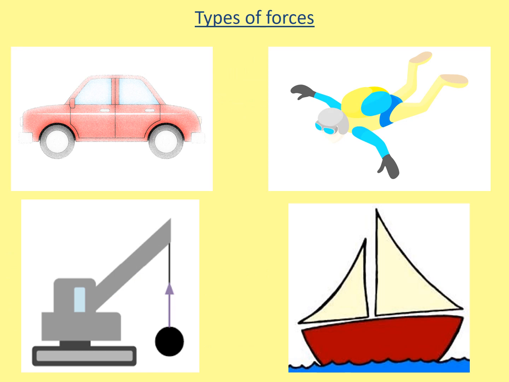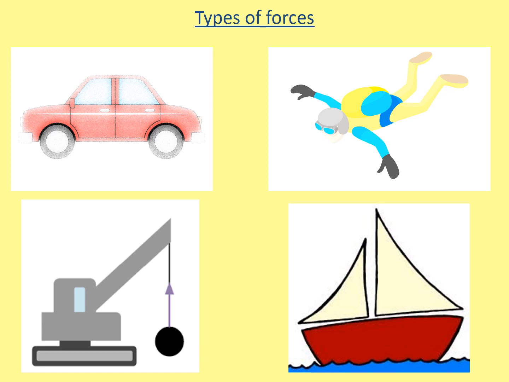So, we're going to start by discussing the forces acting on these four different objects. We've got a car that's moving forwards, a skydiver that's falling towards Earth, a mass on the end of a chain that's attached to a crane, and a boat that's not moving but is floating on water. Pause this video and have a go at naming the forces acting on these objects.